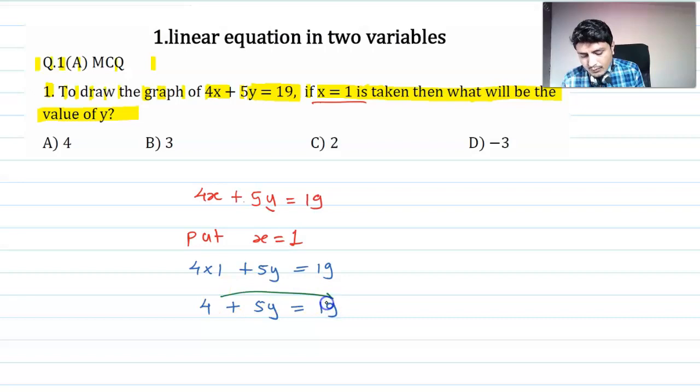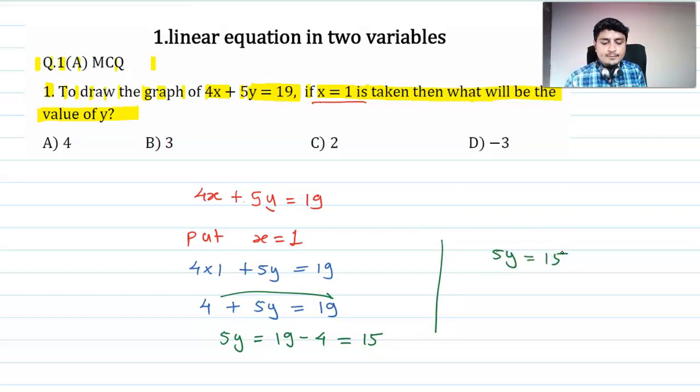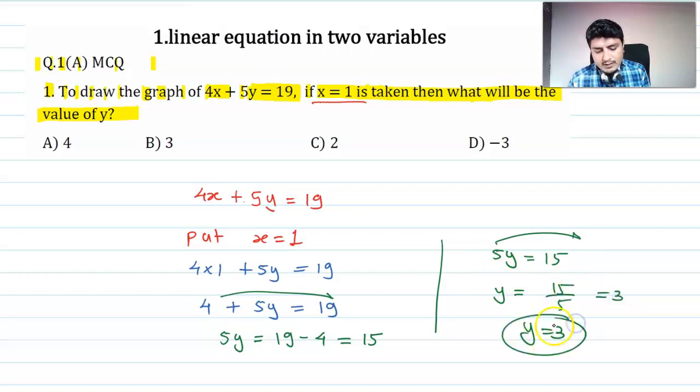Once we shift 4 from LHS to RHS, we get 5y equal to 19 plus 4, which becomes minus 4. 19 minus 4 is 15, so now we have 5y equal to 15. Once we shift the 5 from LHS to RHS, because here we have to evaluate the value of y once x is 1, we get y equal to 15 divided by 5. 5 threes are 15, so the y value is 3. So when x is equal to 1, the y value is 3 for the given equation, so our correct choice code is B as 3.